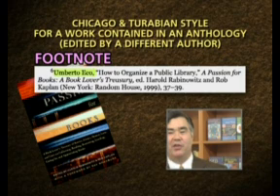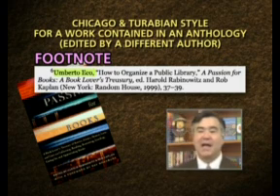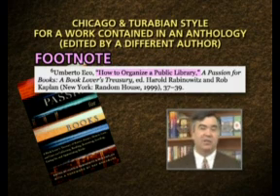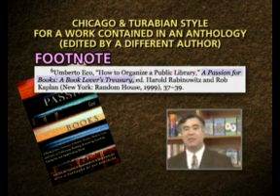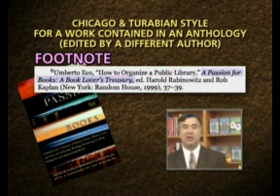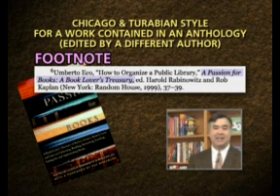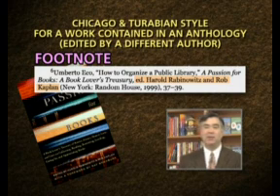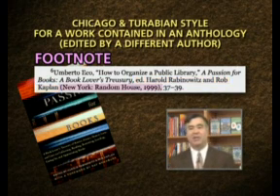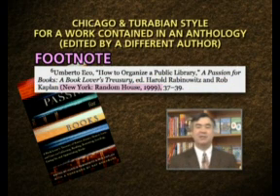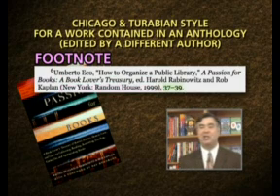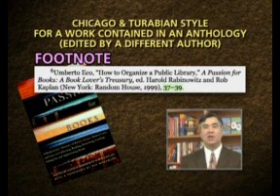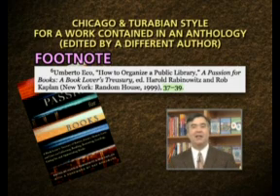Here's a sample of how you would do that. Umberto Eco, that's the author's name. Here's the component work, "How to Organize a Public Library," the name of a brief essay enclosed in quotation marks. Then the name of the anthology, A Passion for Books: A Book Lover's Treasury, in italics. Then the names of the editors of the anthology, edited by Harold Rabinowitz and Rob Kaplan. Then the publishing information, New York, Random House, 1999, and the page numbers 37 to 39. So this is how you would construct a footnote for a component work within an anthology.